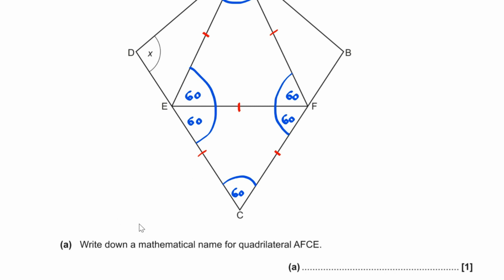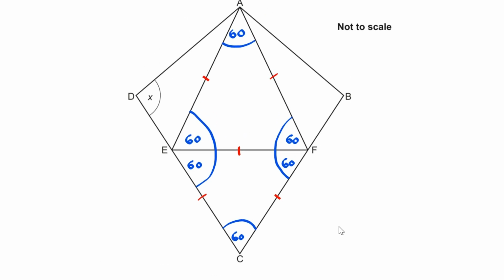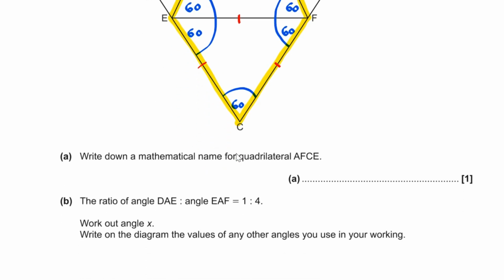So that's just using the information we've been given already. Now for part A, we have to write down the mathematical name for the quadrilateral AFCE. So AFCE, we got AF, CE, that's this one that I've highlighted over here. What you can see is, because we've got everything being the same sides, but we don't have a square, you can conclude here that we have a rhombus.